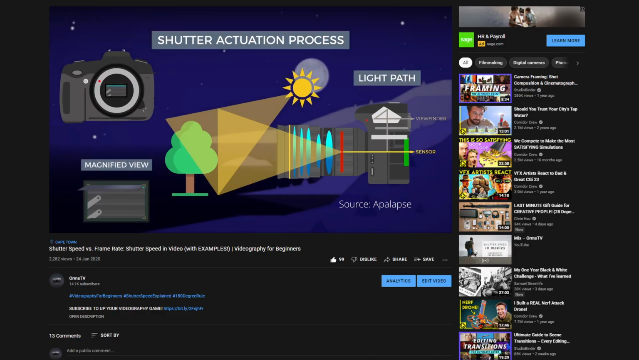Finally, our fifth principle is the 180-degree rule, and no, that is not the same rule as the one involving shutter speed. If you want to learn more about shutter speed, by the way, you can check out our amazingly in-depth video on that in the description below.